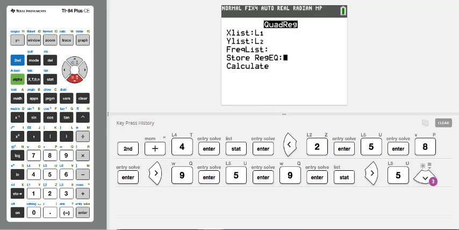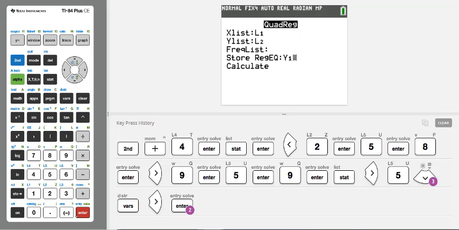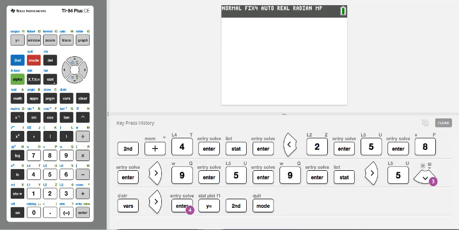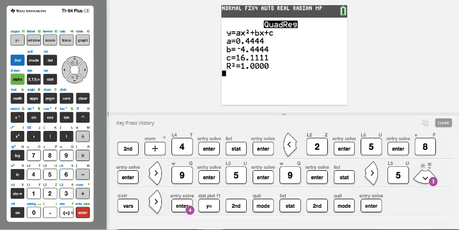I tend to store mine in Y1. It's just out of habit. And it writes the equation in the form that I need, as opposed to looking at it like this, which gives me A, B, and C. But you just have to substitute A, B, and C in for the values up there. So here we go. So just do this. Darn it. Let's go here. There we go.